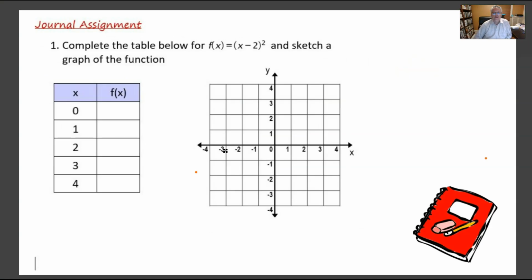If your teacher is having you do journal assignments, please complete this journal assignment: complete the table, and then plot the points and sketch the graph. Let me get you started a little bit. You're going to start by putting 0 into the function. That would give us 0 minus 2 squared. It's negative 2 squared, which is positive 4. So your first point is 0, 4.